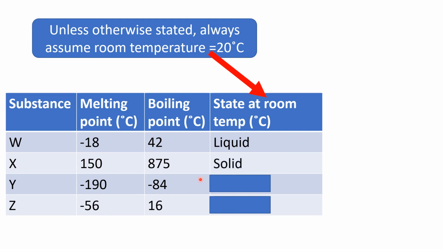Okay. This one here, minus 190, minus 84. So plus 20 is all the way over here somewhere, isn't it? And so it's already boiled, so it's already a gas. Okay, and then this one here, minus 56, 16. Where's 20 there? It's just after this, isn't it? So it has boiled, but only just. Okay, so that's boiled, so it's already a gas. Okay, so you can see there, hopefully, me showing you how I've worked that out.